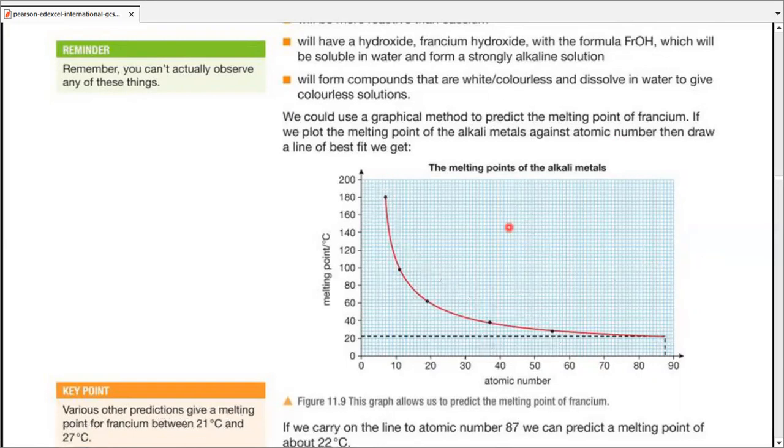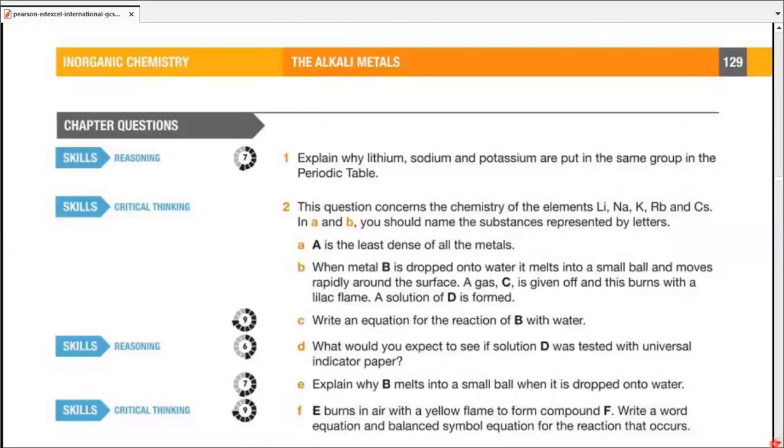Moving on, I think we're done with the chapter. Yeah, we are done with the chapter.